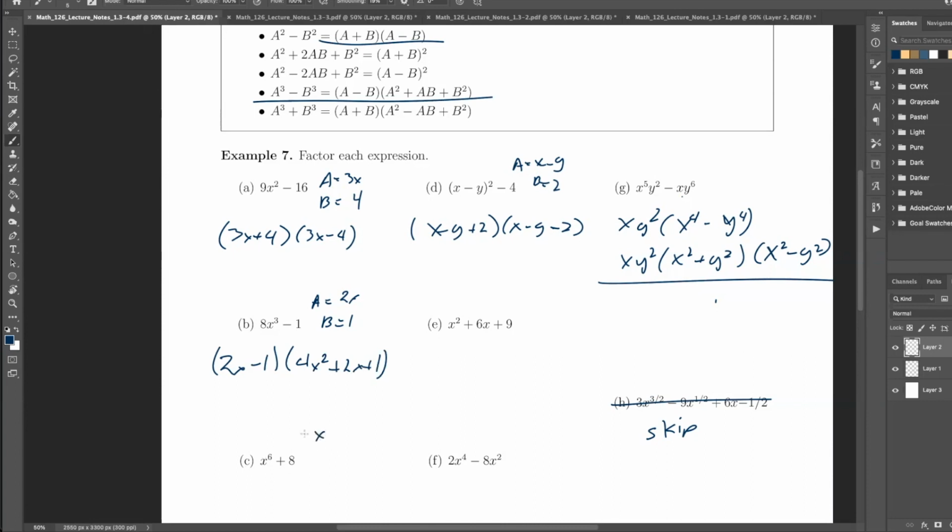Here I'm going to let a be equal to x squared. So x squared cubed is x to the 6th. And then we're going to let b here be a cube root, so this would be again 2.